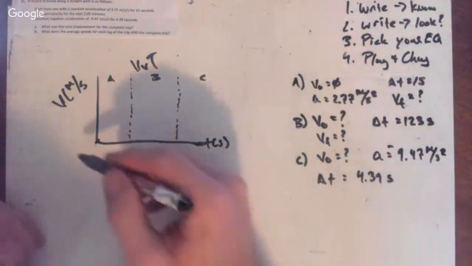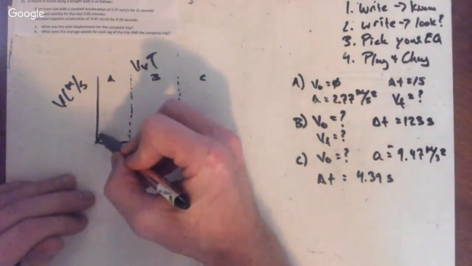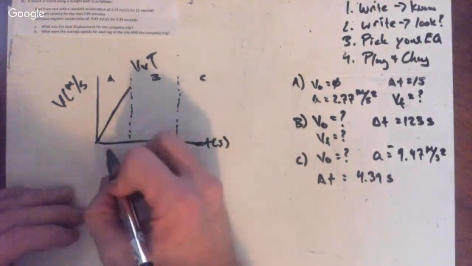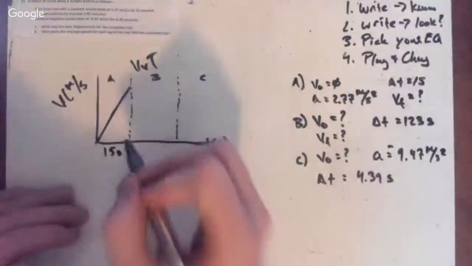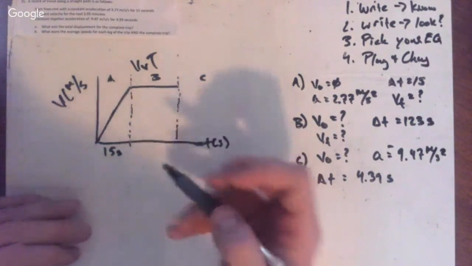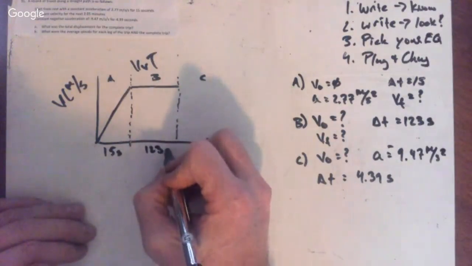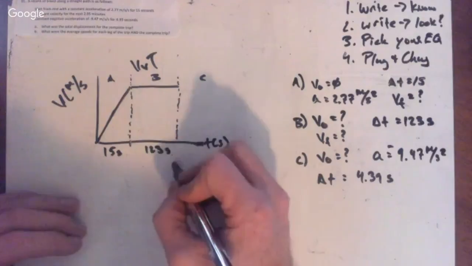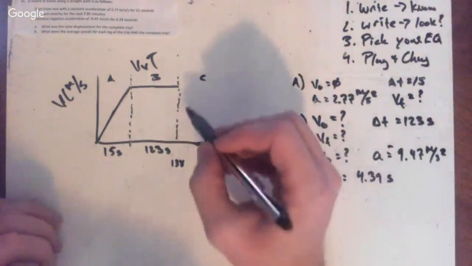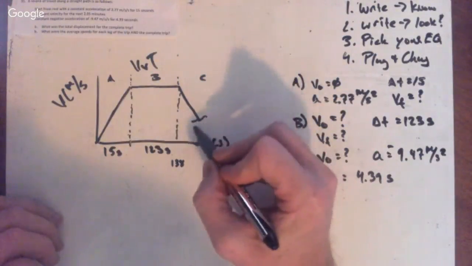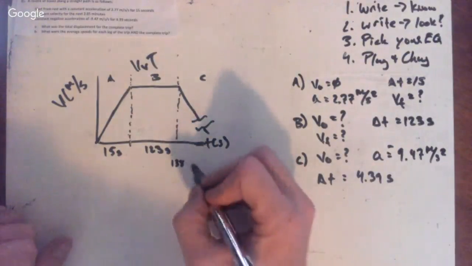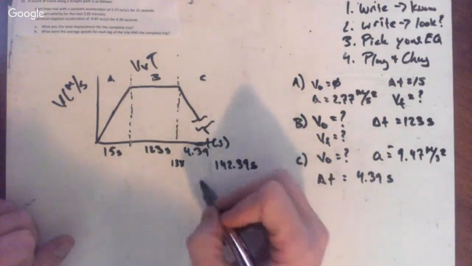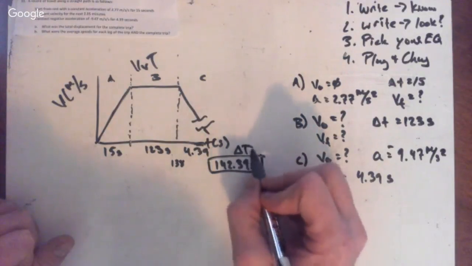So first things first. In section A, we start at 0. We accelerate at a constant 2.77 meters per second squared, and this total time period is 15 seconds. Okay, we know that we hold this for this long, which we already calculated is 123 more seconds. So this section right here is 123 seconds. So 15 plus 123 is 138. And then we slow to some speed for another 4.39 seconds, or a total of 142.39 seconds. Okay, so our total time is right there. That's our delta t total.